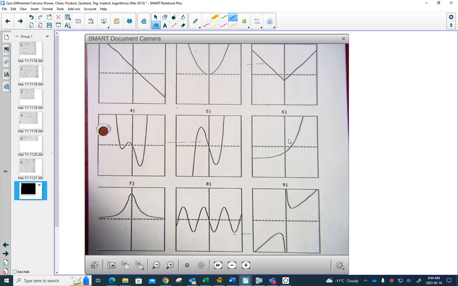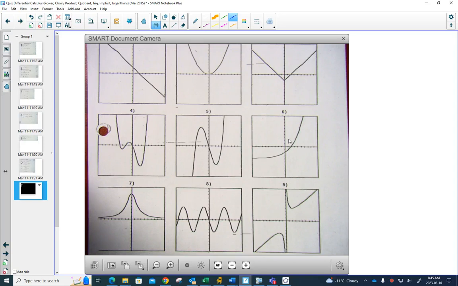So if you're given a graph and you want to match it up with the derivative, there are a couple of strategies that can be really helpful. One of the strategies is connected to something that we've already started in our second unit. So I'm going to show you that strategy first. I'm going to show you that with number 4.